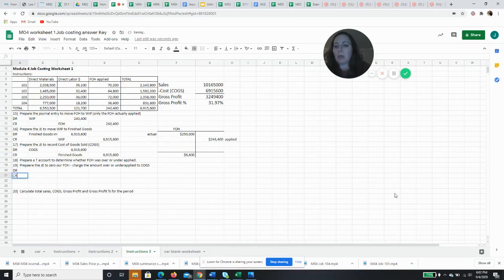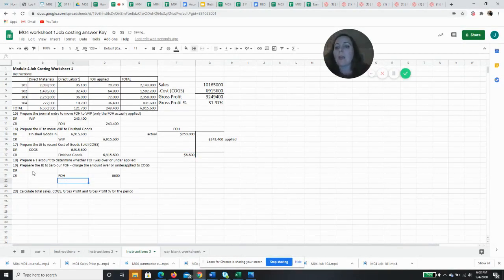We're going to have a debit and a credit. We have a debit balance in factory overhead, which means we have underapplied factory overhead. We had $250,000 in indirect costs that we needed to get into the production cycle, and we only moved $243,400 into the production cycle. So we've underapplied our factory overhead. We have a debit balance. We want this to be zero, so we're going to credit factory overhead for $6,600.